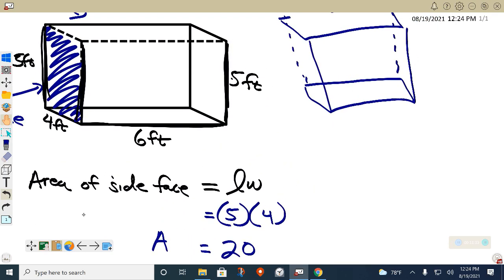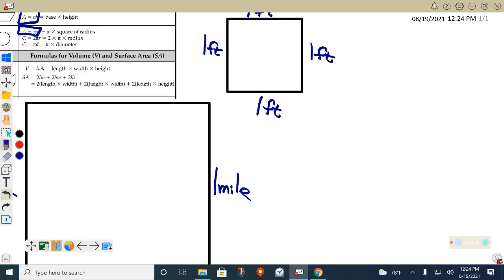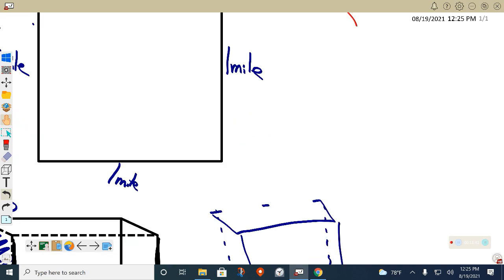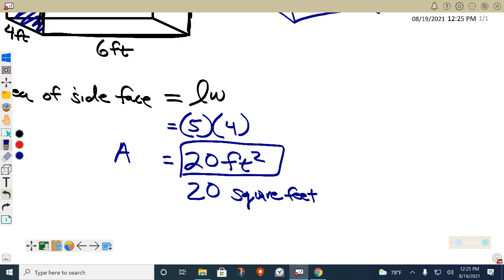Everything's measured in feet, so we're talking about these. 20 of these would cover that side face. 20 square feet. That's a square foot right there. 20 of those would cover the side face if it was actually drawn in real life. Let's keep going. You can write 20 feet squared like that, or you can write 20 square feet like that. Either way, it's fine. This is easier and quicker. That's the area.